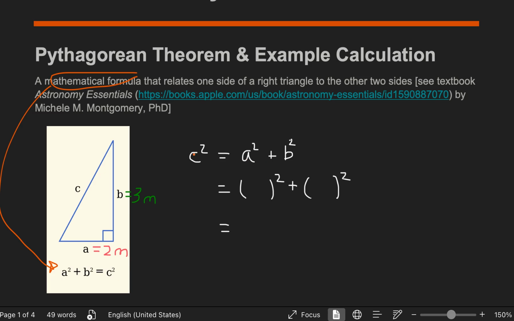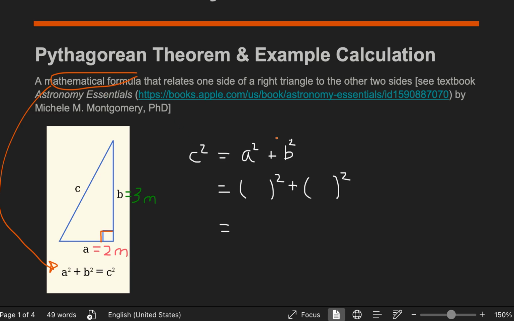A, B, and C are sides of a triangle. In this example, A is the shortest side, which we have assigned a value of 2 meters. B is the middle sized side, which we have assigned 3 meters. Our goal is to find the length of the hypotenuse, or side C. The angle between side A and side B is 90 degrees, so we call this a right triangle.